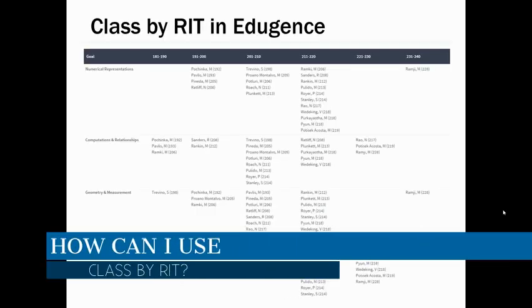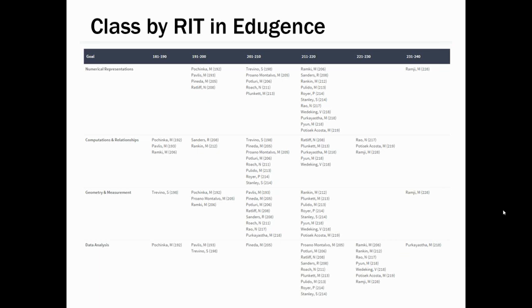So how can I use Class by RIT? You can look at the cells in each strand where most students fall. Drill down within these cells to see what learning statements and TEKS the students are ready to learn next. This will be helpful when planning the upcoming unit to address what most students are ready to learn.